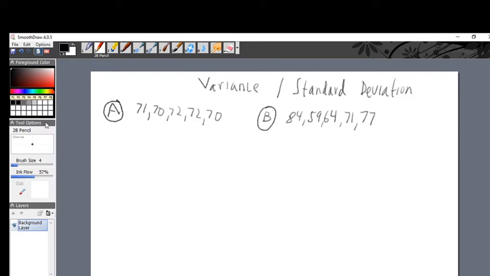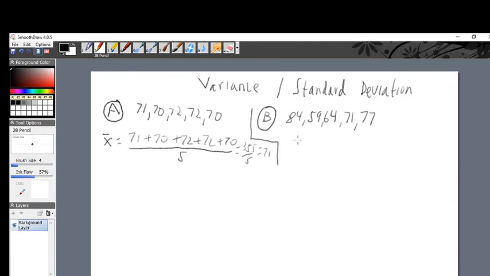So let's go find the average of both of these sets. You add up 71 plus 70 plus 72 plus 72 plus 70 and divide by the amount of data items, which is 5. That's a total of 355. It's going to be equal to 355 divided by 5, which is equal to 71. There's your average.